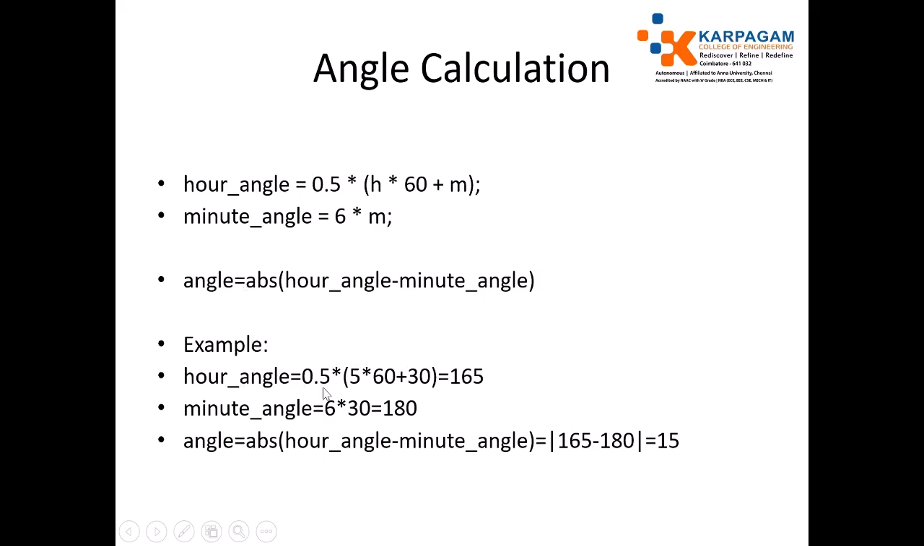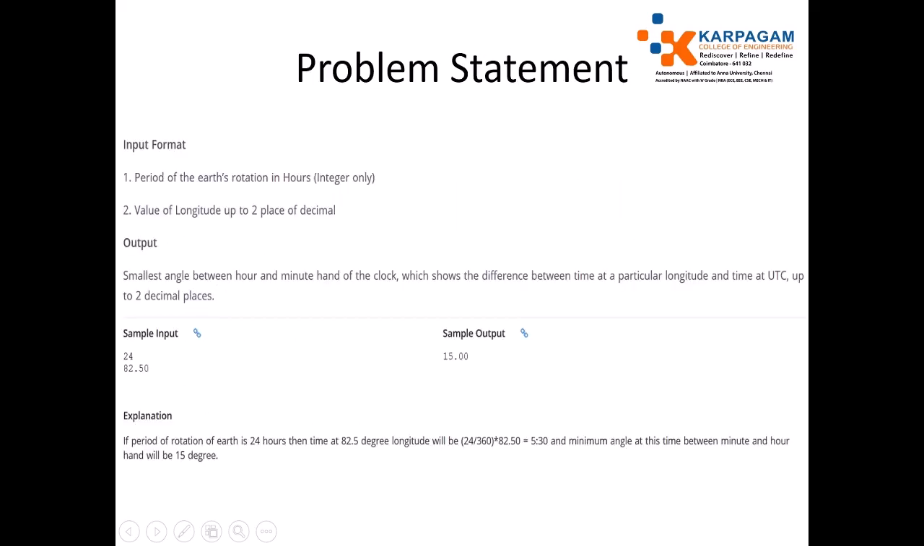Hour angle equals 0.5 into 5 into 60 plus 30, which equals 165, and minute angle equals 6 into 30, that is 180. Just find the angle by using the formula: angle equals the absolute difference between the hour angle and the minute angle. The absolute value of 165 minus 180 equals 15 degrees. This will be the final output for this.